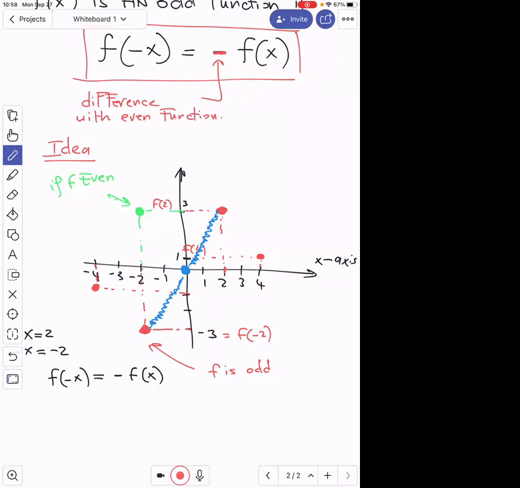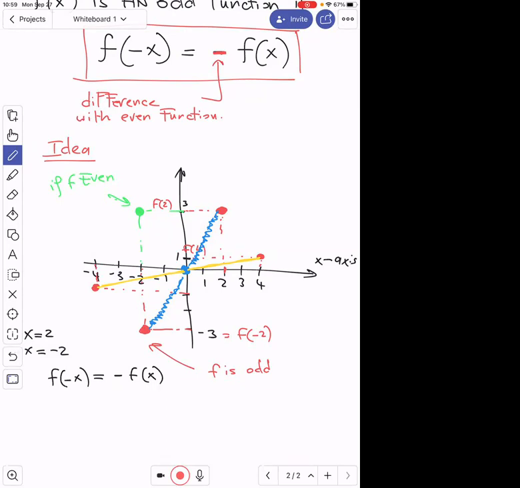The same thing goes for the other two points, like these two right here. The distance from this red point to the blue one is the same as this one here from the blue one, because they are opposite. And so the idea is that the graph of an odd function is going to be symmetric about the origin, about the point 0, 0.